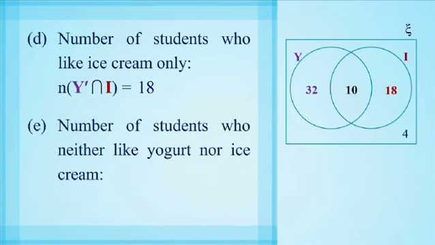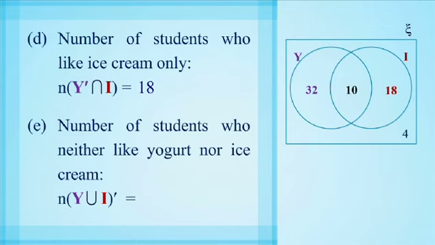Part E. Here we are looking for the number of elements of the complement of the set Y union I. Here we are looking for those elements that do not belong to the set Y union I. That is, the number of elements in the set Y union I dash. Note that the symbol U between the letters Y and I represents the union of the sets.